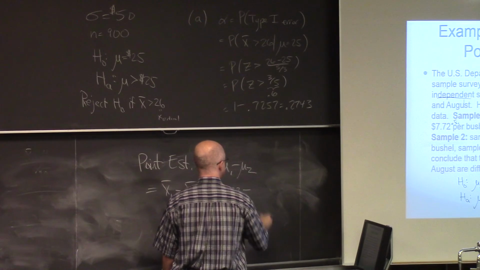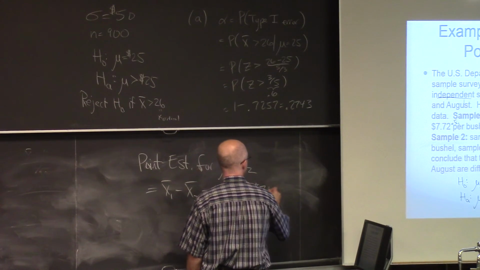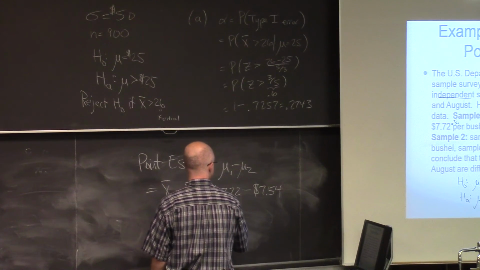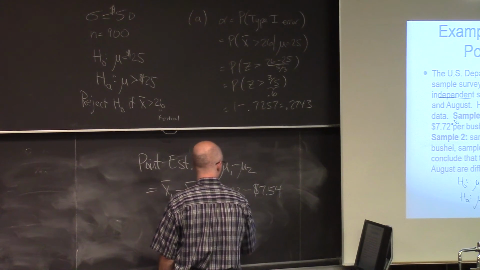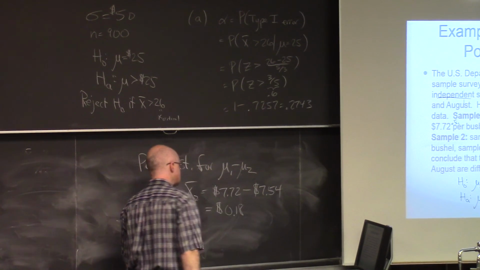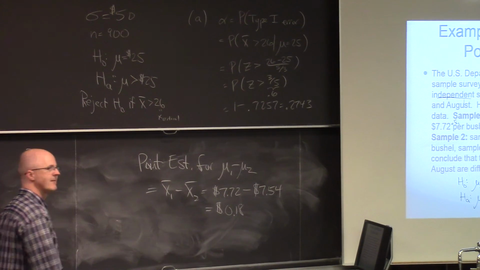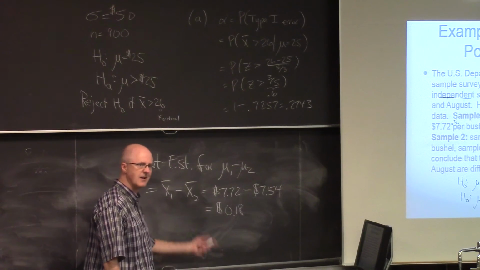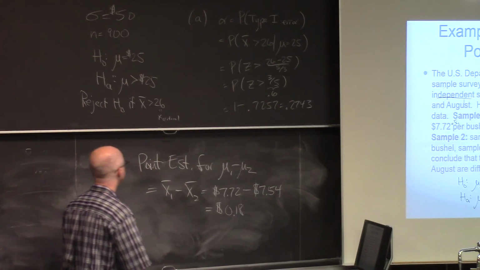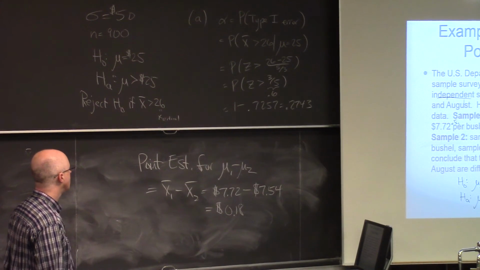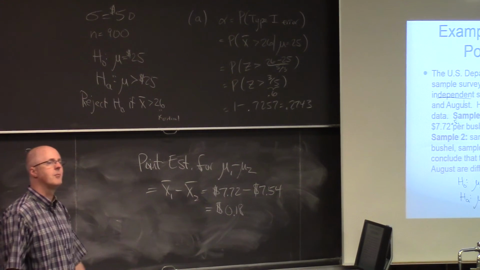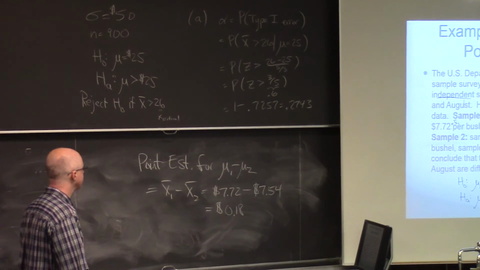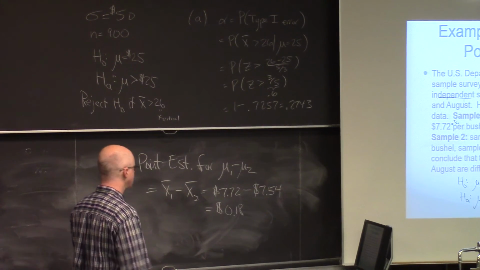$7.72 minus $7.54, which is $0.18, in other words, 18 cents per bushel. I'll just write it dollars. It is per bushel. It's certainly not 0, but is it far enough away from 0 to be statistically significant evidence that the population difference is not 0?